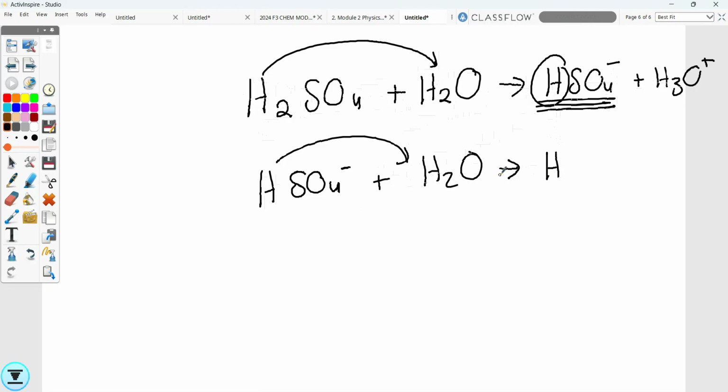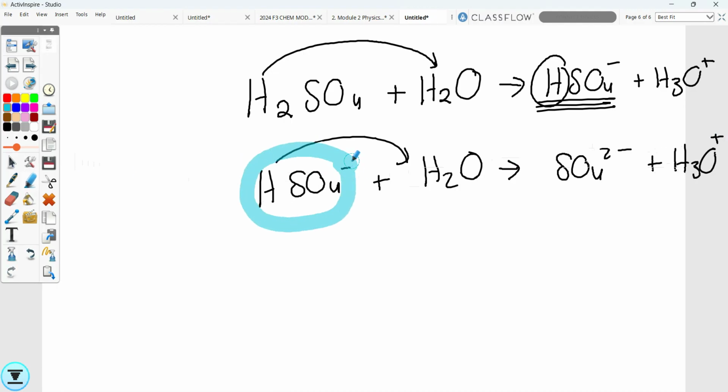Why did I make a single arrow? H2SO4 is strong. You need to know that. And then all the H's are gone after that. I'm just left with SO4 2- and another H3O+. But now you can see here, this substance gave a hydrogen, but if I go back, it could also take a hydrogen. So where you see a substance that can give or take a hydrogen, we're going to call it amphiprotic. Know that definition as well.